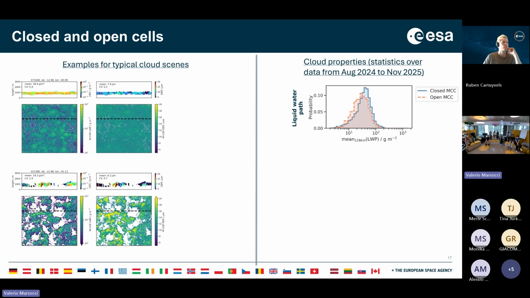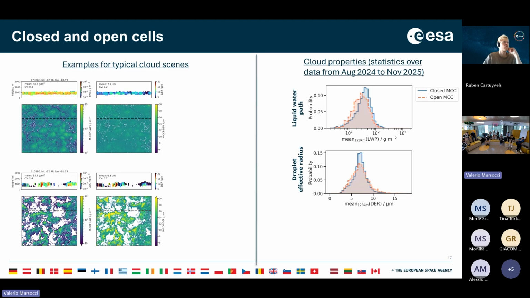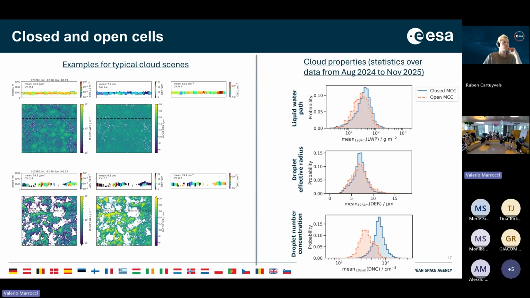Next, looking at effective radius, so how large are droplets? We see again that in the mean, it looks quite similar. But again, for open cells, we see much larger variations in effective radii. And lastly, here shown is the number concentration. So how many droplets do we have in the clouds? And there we can also in the mean see a really large difference between the two cloud types, with open cells having much lower number concentrations.